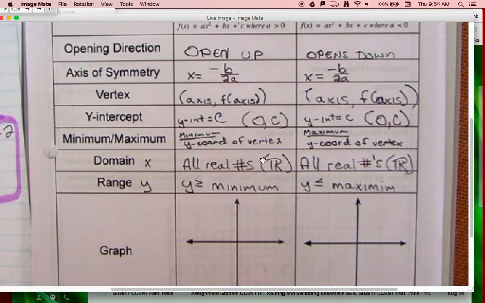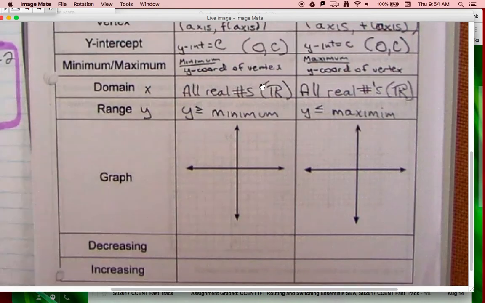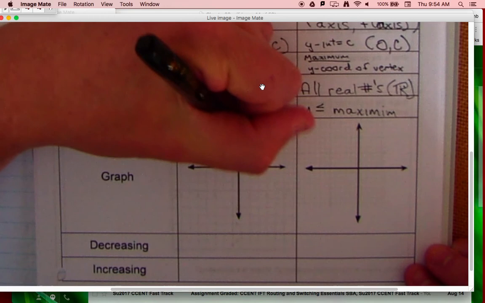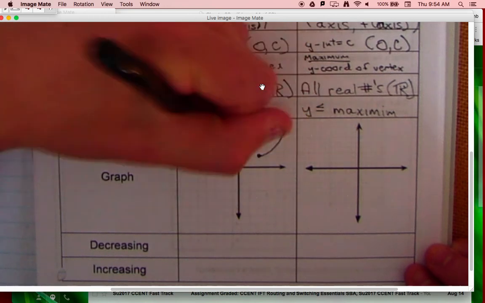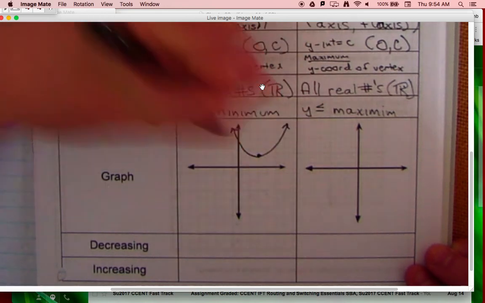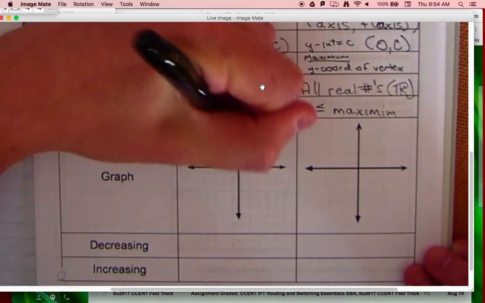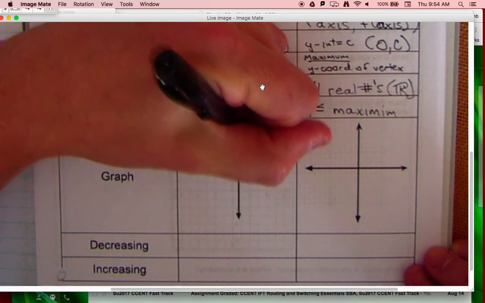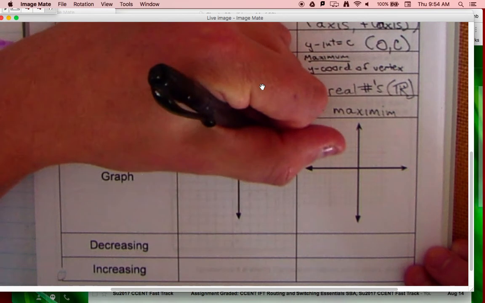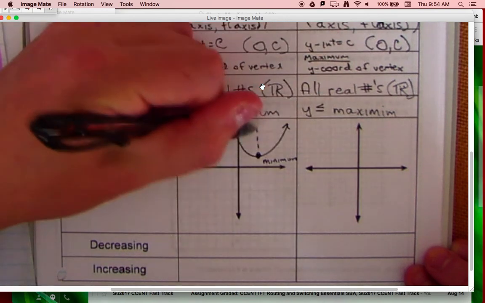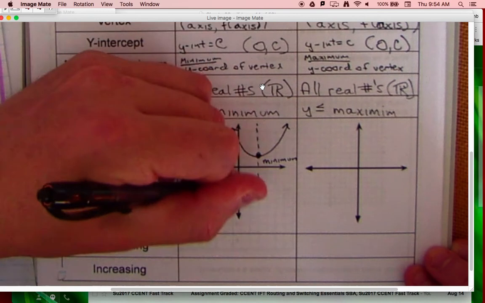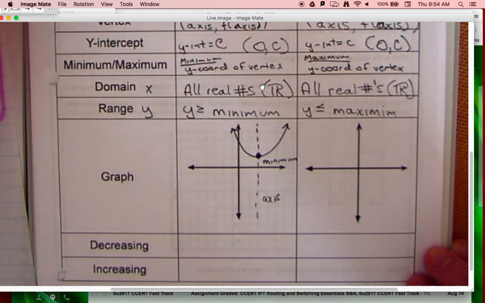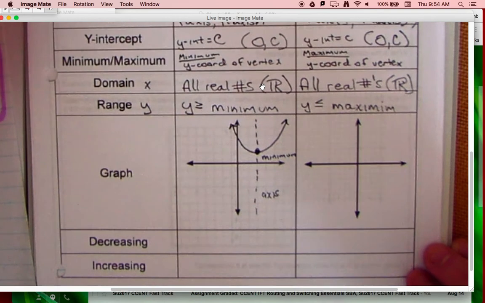All right, so what do the graphs look like now? Well, we know that the graph, if it opens up, is kind of this nice parabola shape. And right down here, this is our vertex, which is also our minimum. We know that our axis of symmetry is going to divide it in half, so I'm just going to write axis down there, abbreviated.